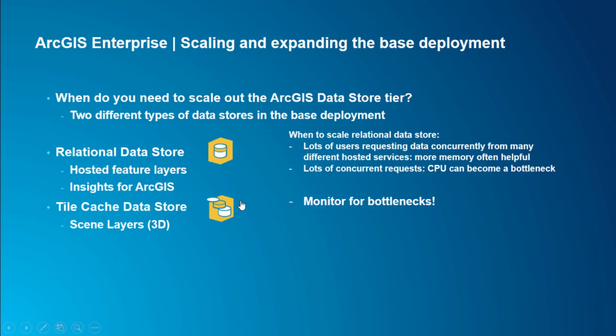So when do I need to scale out the ArcGIS data store tier? ArcGIS data store, like I said, has 3 different data store types within it. And they need to be scaled for different reasons. The relational data store, that's where data from hosted feature layers goes. Again, that CSV file that somebody dragged and dropped onto a map within the portal map viewer, that goes into the data store.